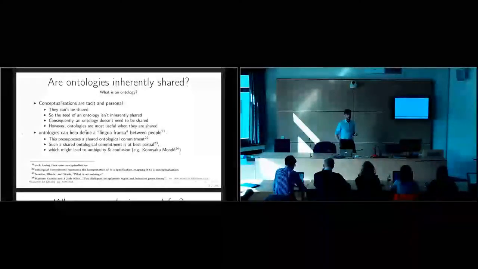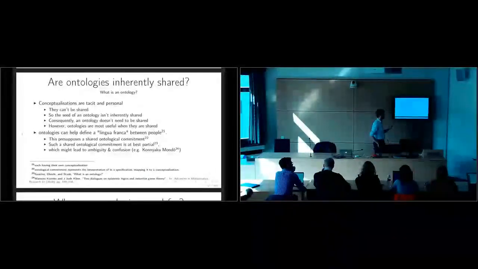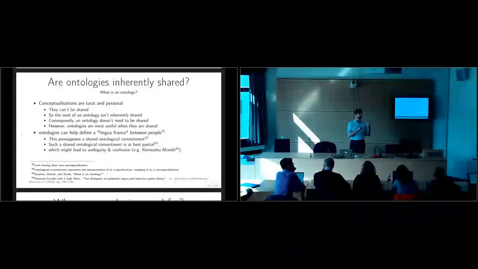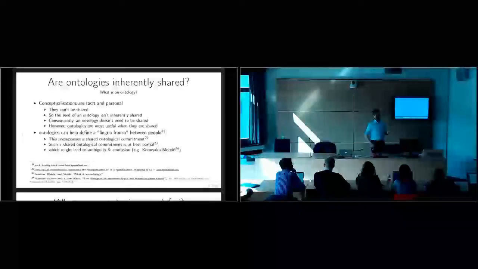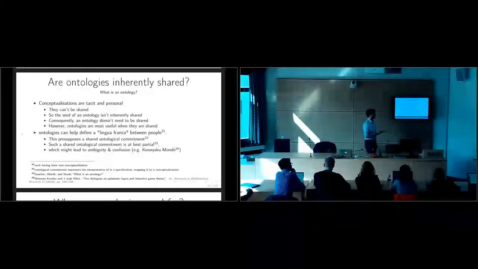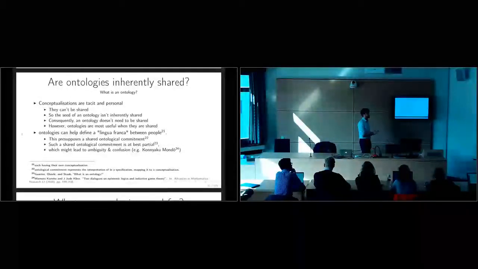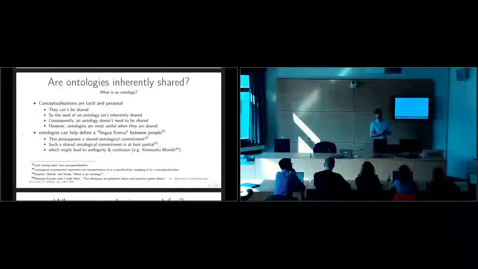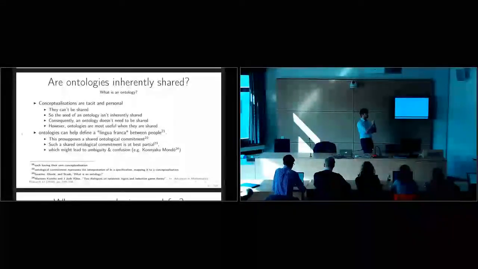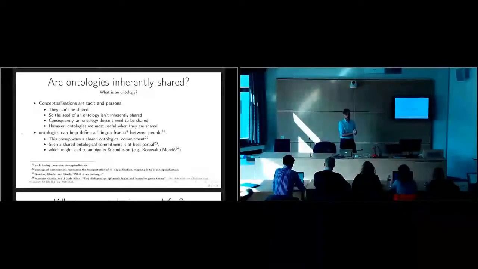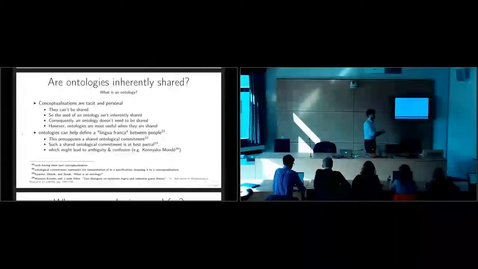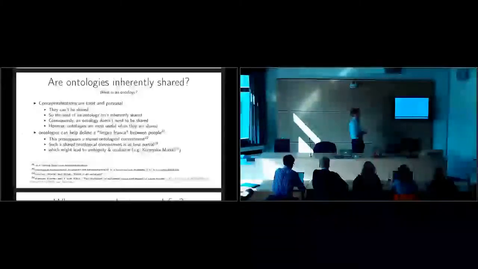But in reality, this ontological commitment is never shared for 100%. So there's always some slight misunderstanding, and so we have to be very careful with this. So it is said that shared ontological commitment is at best partial. So you can never assume that having the perfect ontology means having a perfect shared understanding of the concepts. So you have to be very careful there.